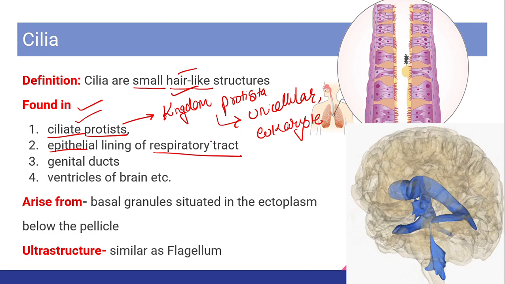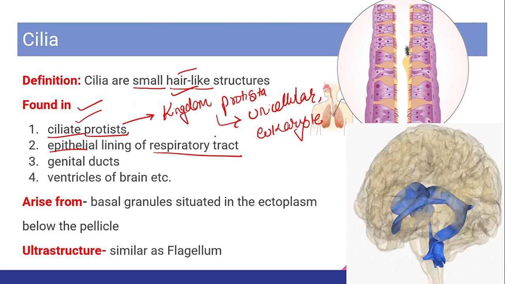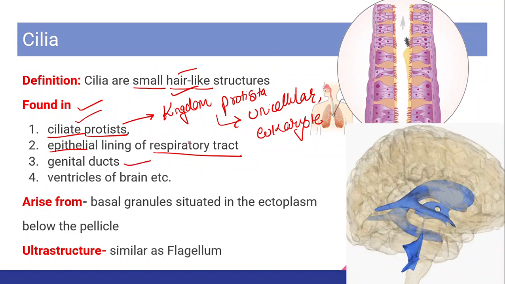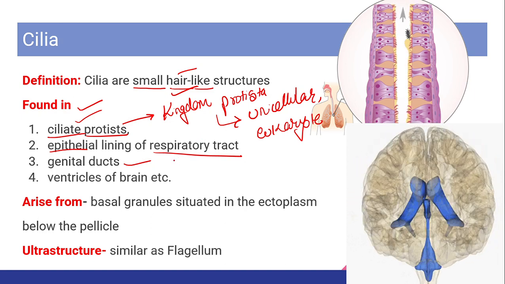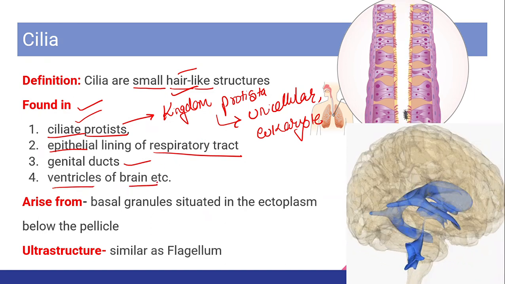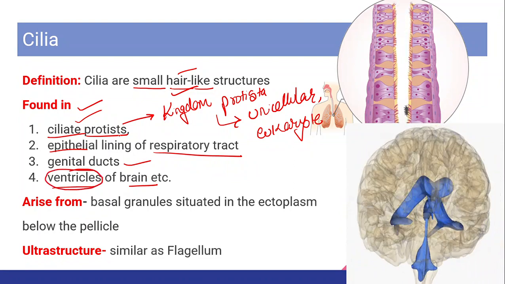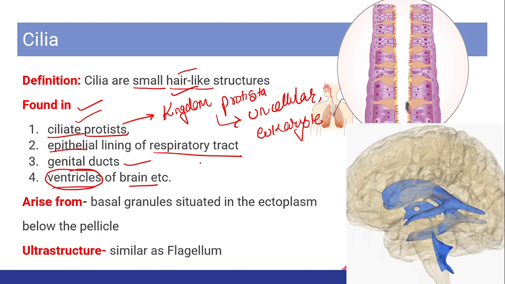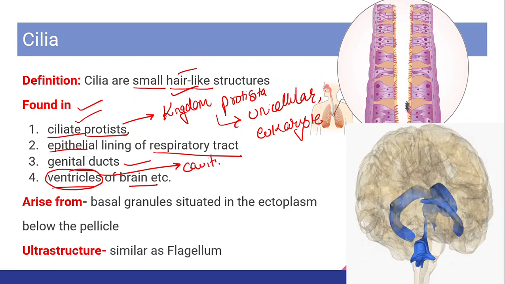That means the outer surface of the respiratory tract also has cilia to trap dust particles. Then we have it in the genital duct. For example, in the fallopian tube, you will have cilia for the passage of the egg. Then we have ventricles of the brain. Hold on. Ventricles of the brain means what? I have heard of ventricles in the heart. How come in the brain? Yes, it is there in the brain as well. Ventricles are nothing but cavities. We have some cavities in the brain.